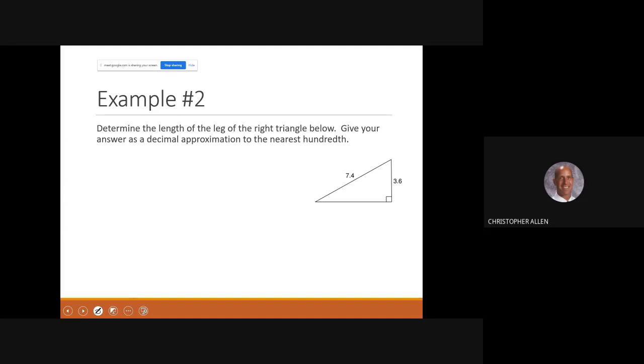Okay, so example 2. Determine the length of the leg of the right triangle below. Give your answer as a decimal approximation, and this one says to the nearest hundredth. Can you guys get this one set up? I want to give you a little bit of a head start. In fact, if you want, you can just go and work it out. If you already feel like you know how to do the Pythagorean theorem, that's great. Go ahead and figure out, or at least get it set up.